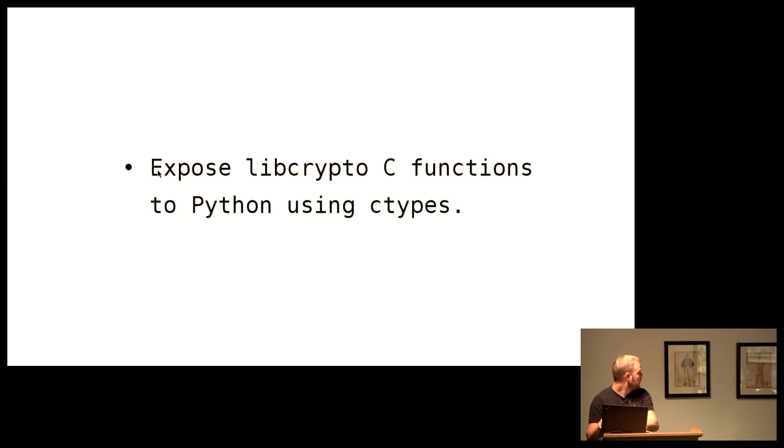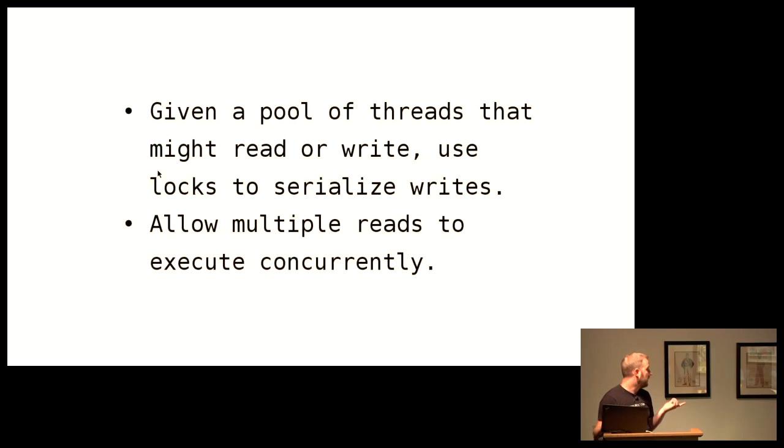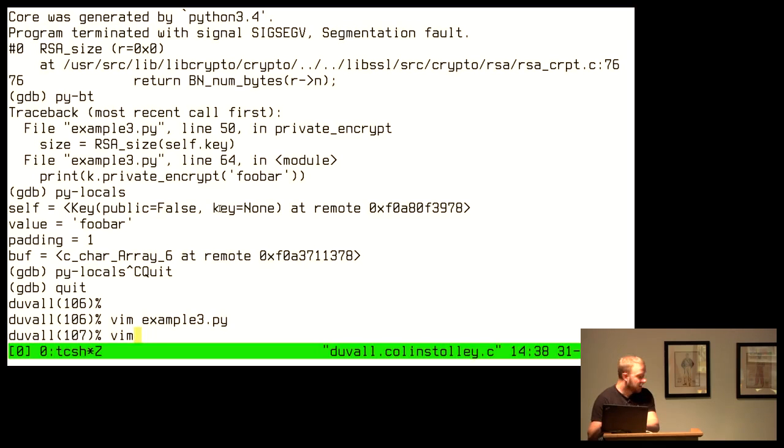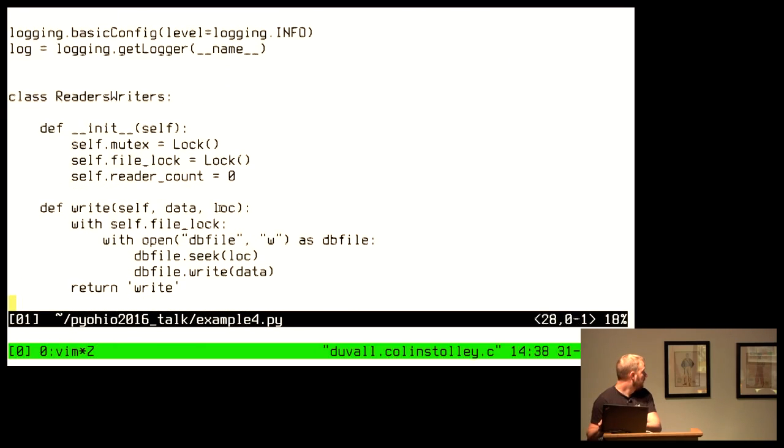Finally, classic thread deadlock problem here. This is sort of a standard garden variety readers-writers problem. We have a pool of threads that might read or write, and we're going to use locks to serialize the writes. But we want to allow multiple reads to execute concurrently. So let's take a look at that code. And again, I hope this is reasonably reduced so that we can follow what's actually going on.